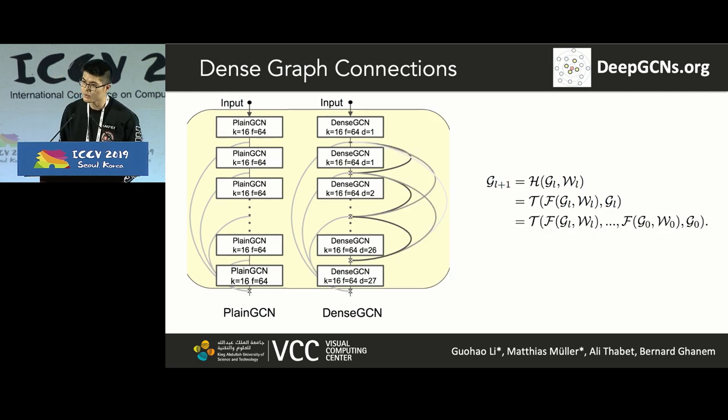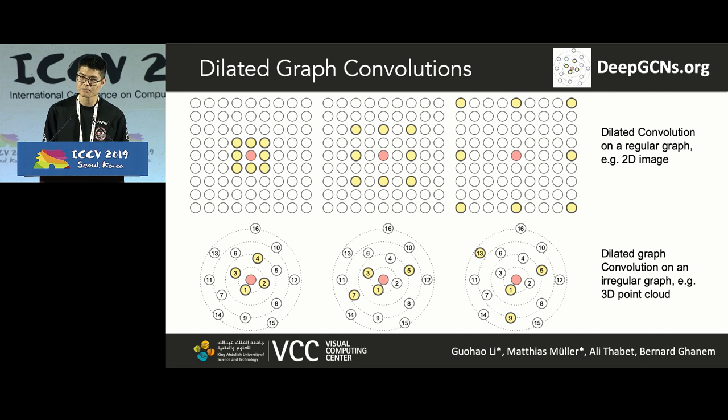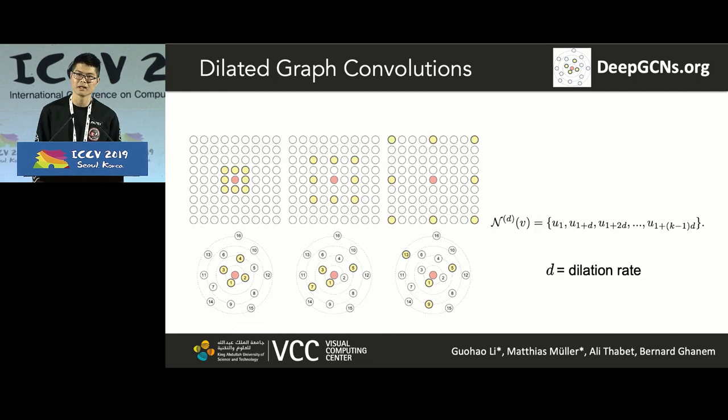We also propose DenseGCN, which is inspired by DenseNet. Instead of adding the input feature to the output feature, we concatenate them together. Another important component is the extension of dilated convolution to graph. We simply dilate the graph convolution by skipping neighbors, as you can see at the bottom.